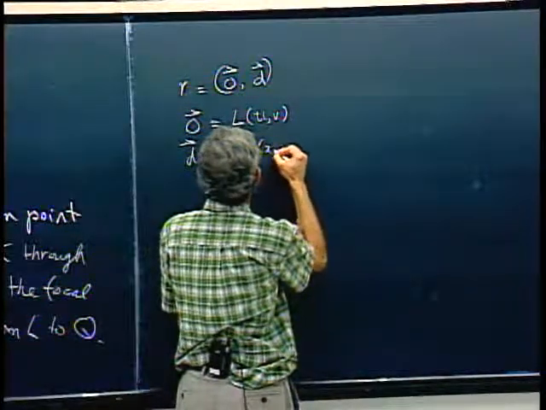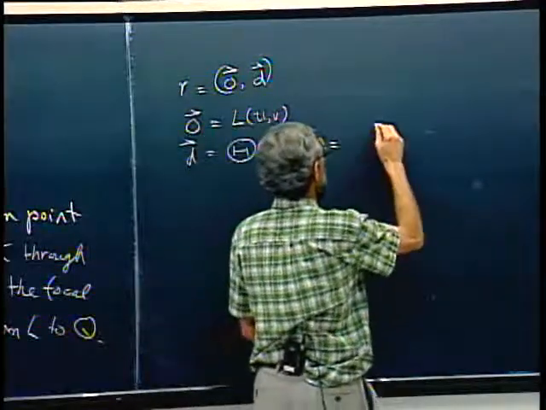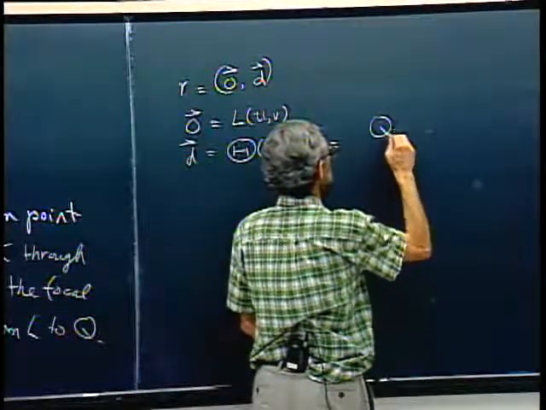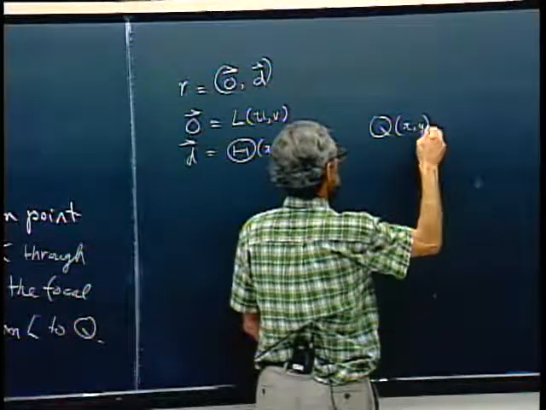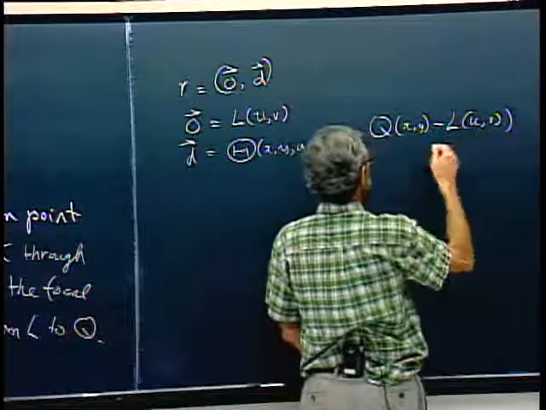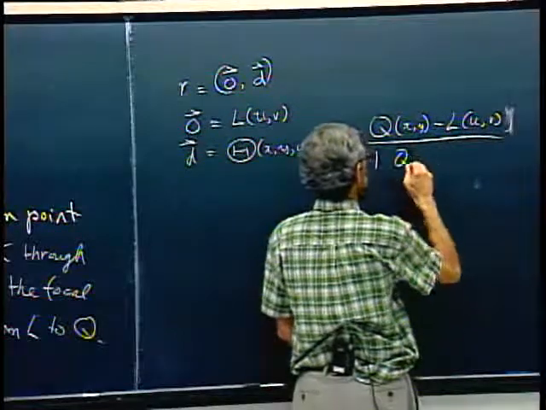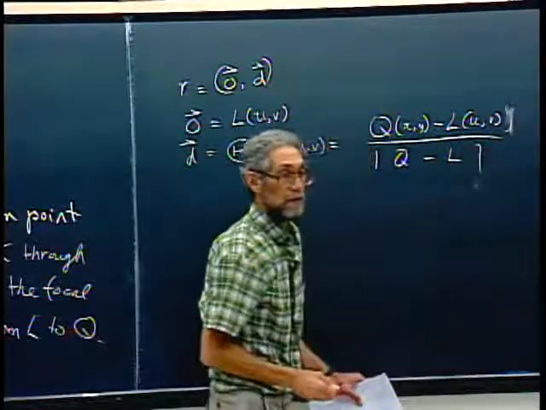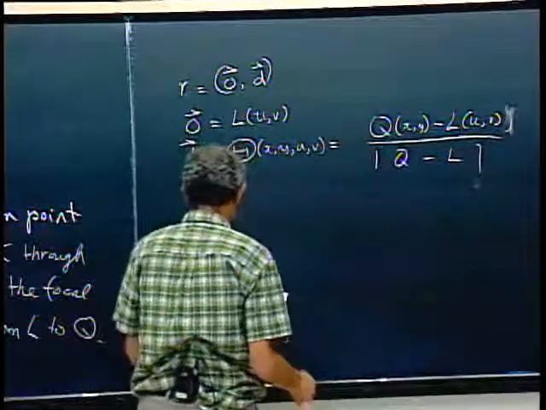This depends on X, Y, U, and V, because it is the direction Q, which depends on X and Y, minus L, dependent on U and V, divided by the absolute value of Q minus L to make it a unit direction vector.